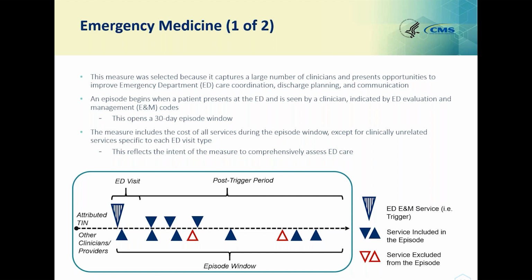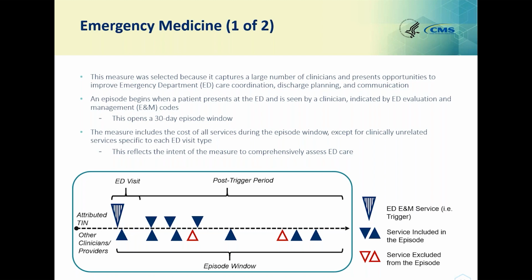Here we illustrate how the episode construction steps capture care for emergency medicine. An episode begins when a patient presents at the emergency department and is seen by a clinician, as indicated by an ED/E&M code. The trigger service, shown by the large striped triangle, opens a 30-day episode window that captures services occurring downstream. The measure uses multiple techniques to account for the heterogeneity across patients and care pathways. The measure is stratified into ED visit types. These are shown in the next slide and represent high-volume ED conditions and other care categorized by organ system.